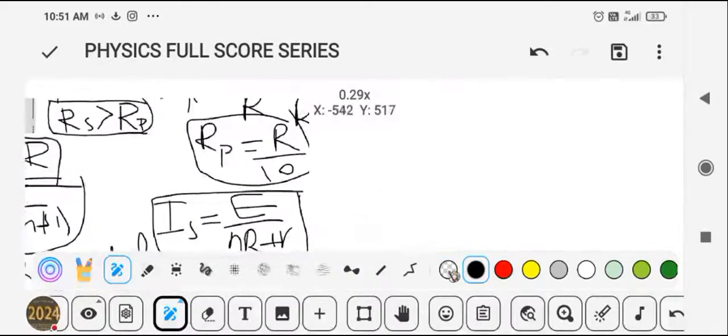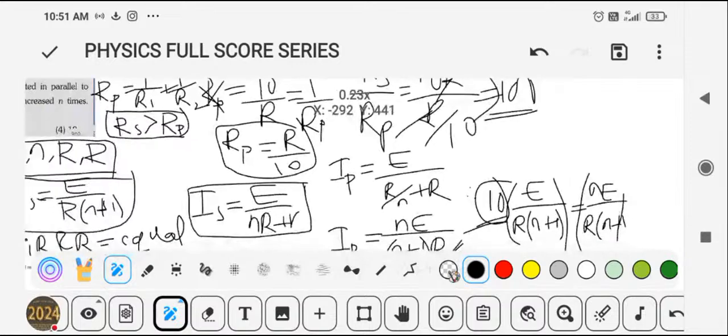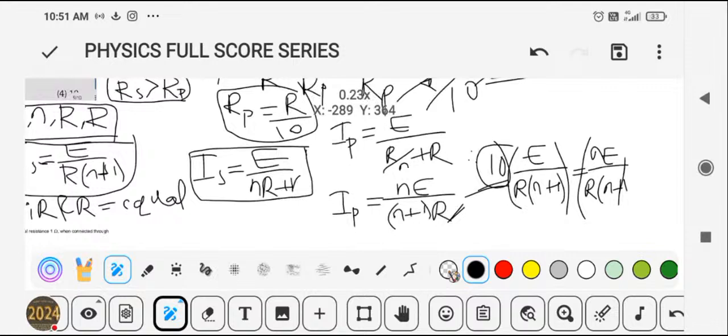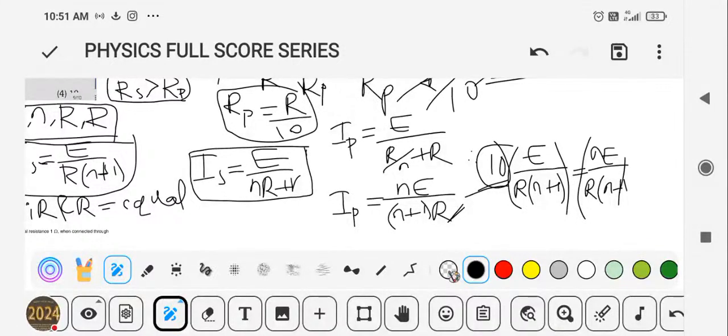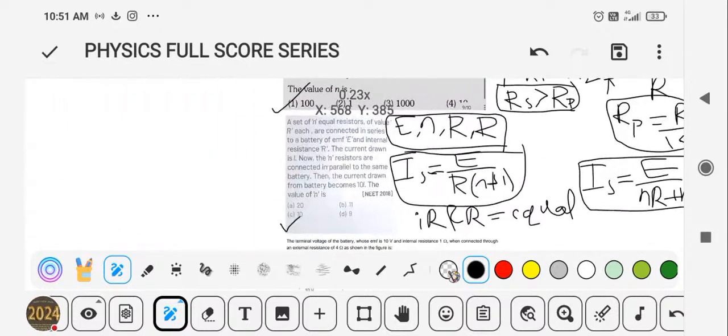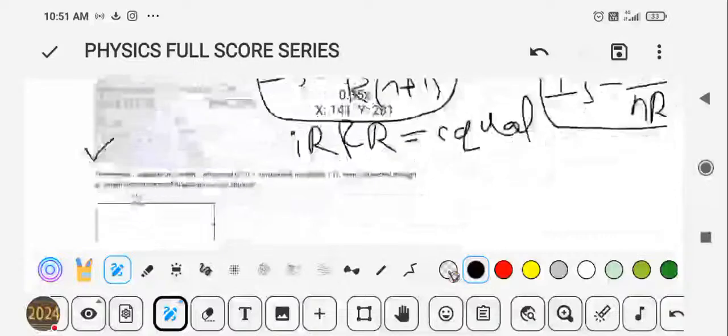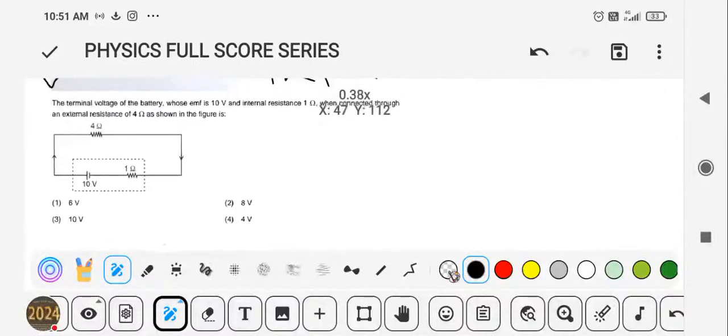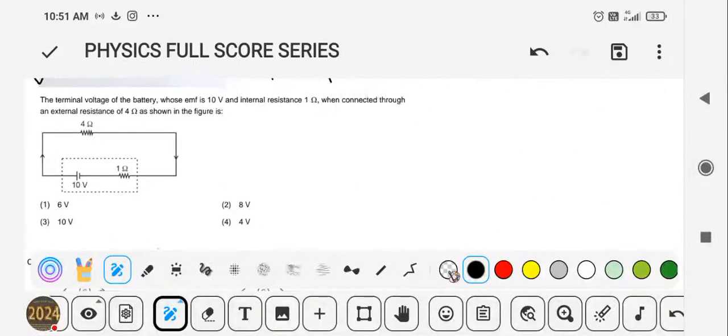For example, if at all in parallel they are both equal, both values are the same, then E by R by N plus R, right? If at all both are the same, then N E by N plus 1 R times. This is how the direct relation to find how many times the series is greater than the parallel. Yes, moving on to the next question.